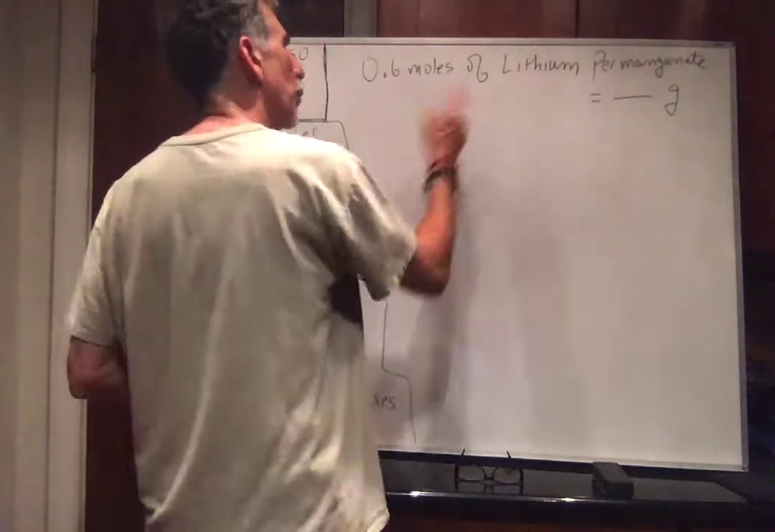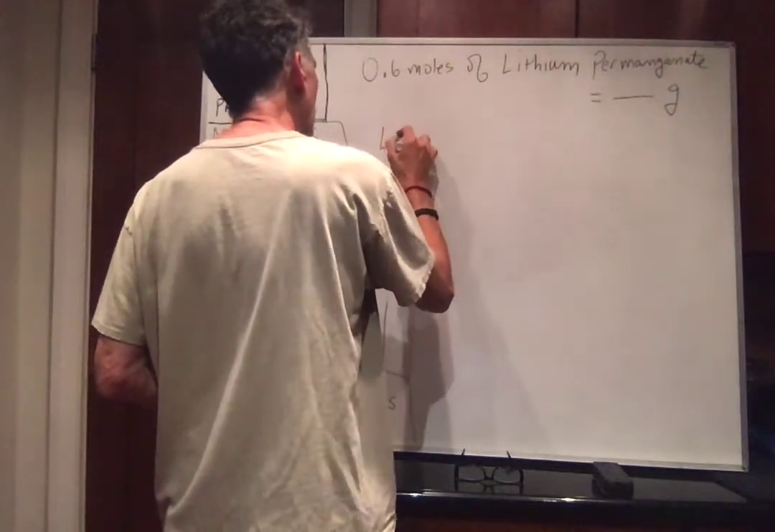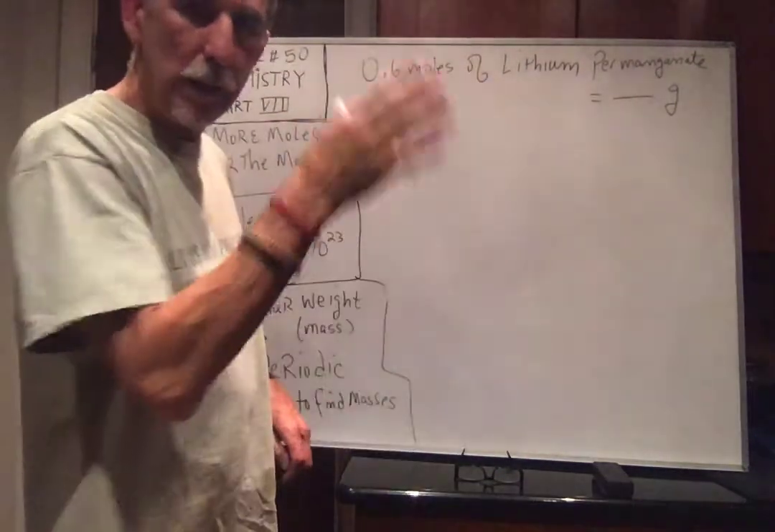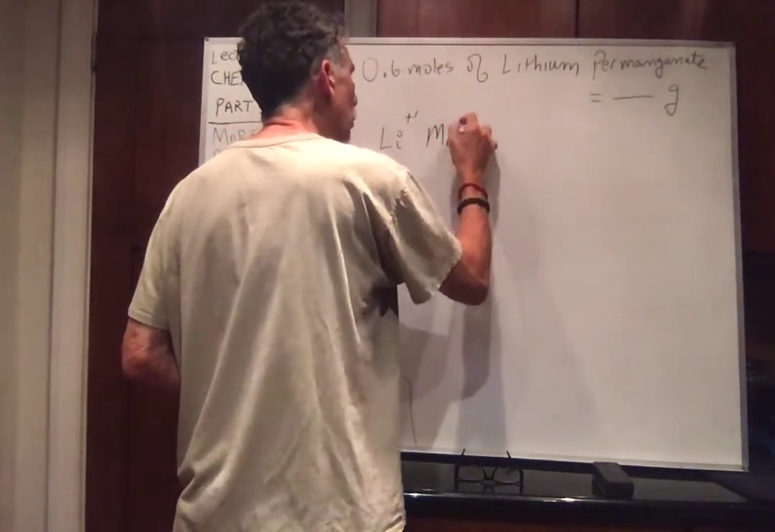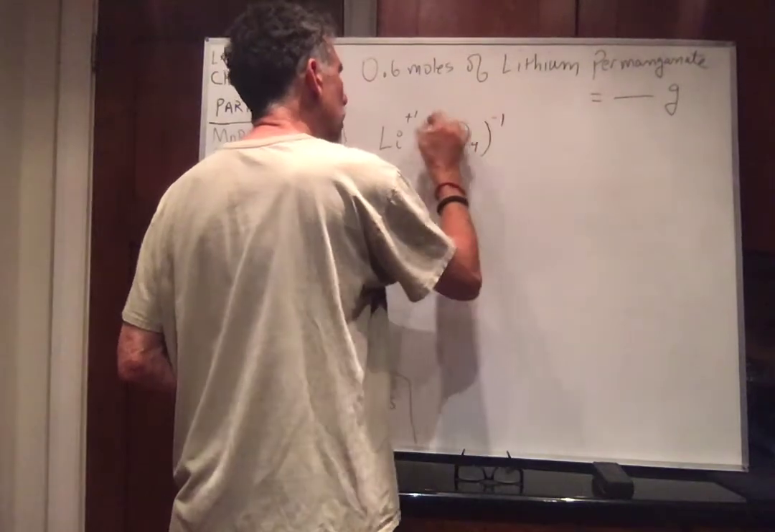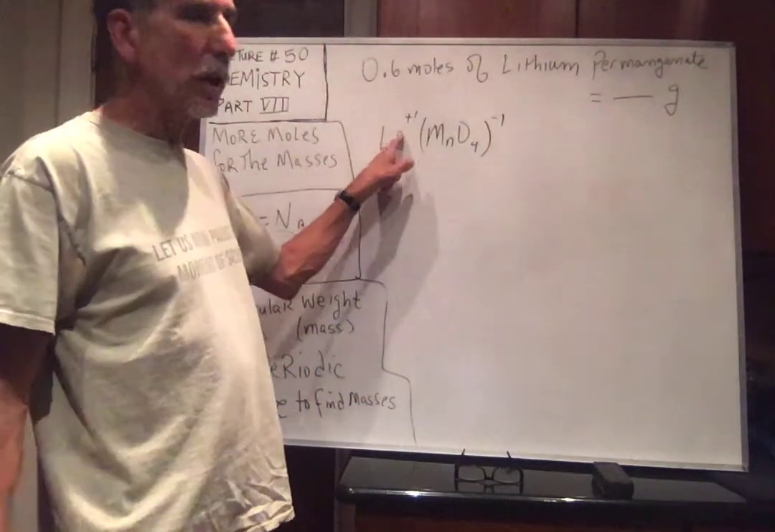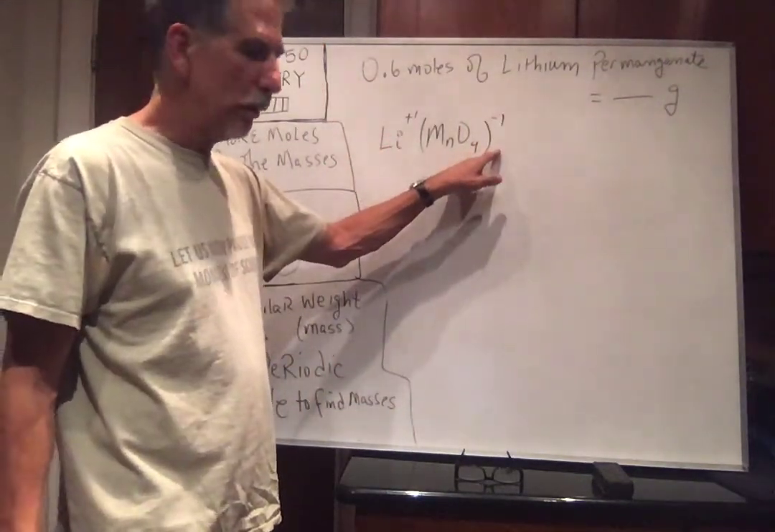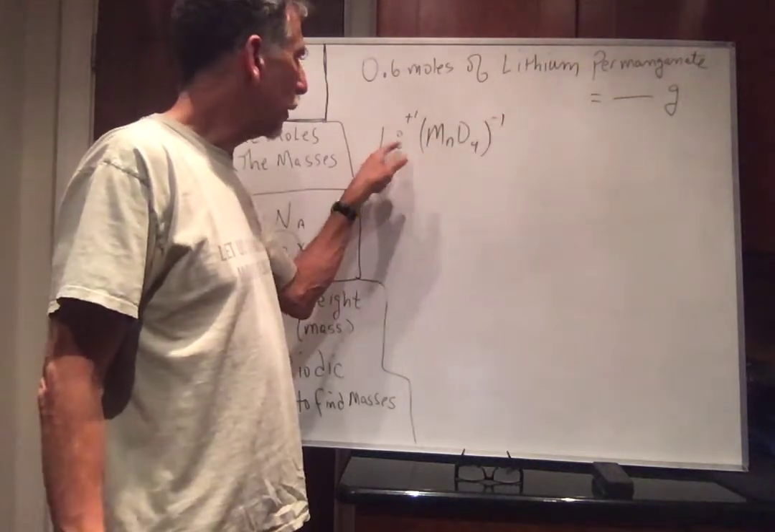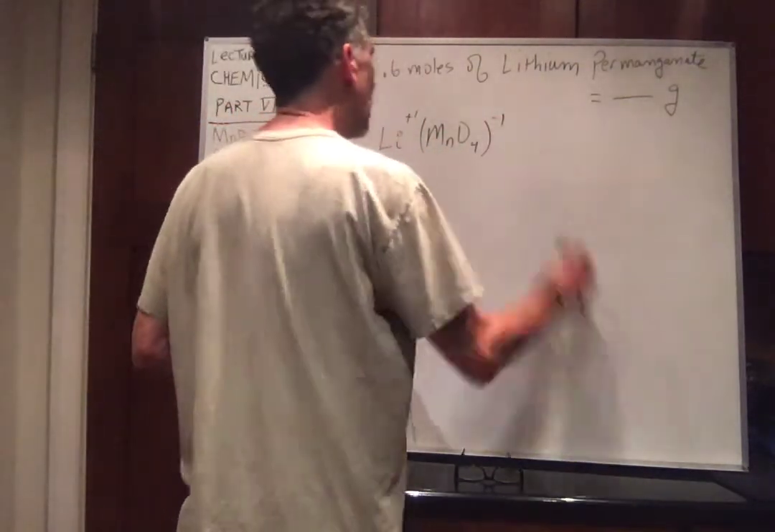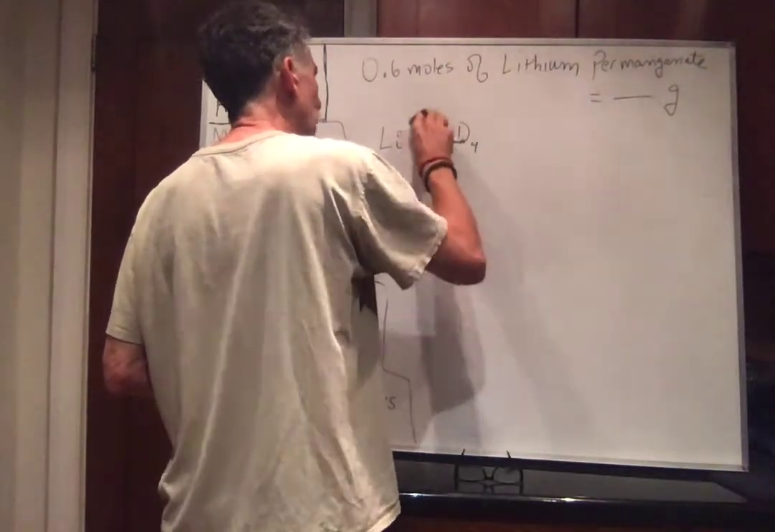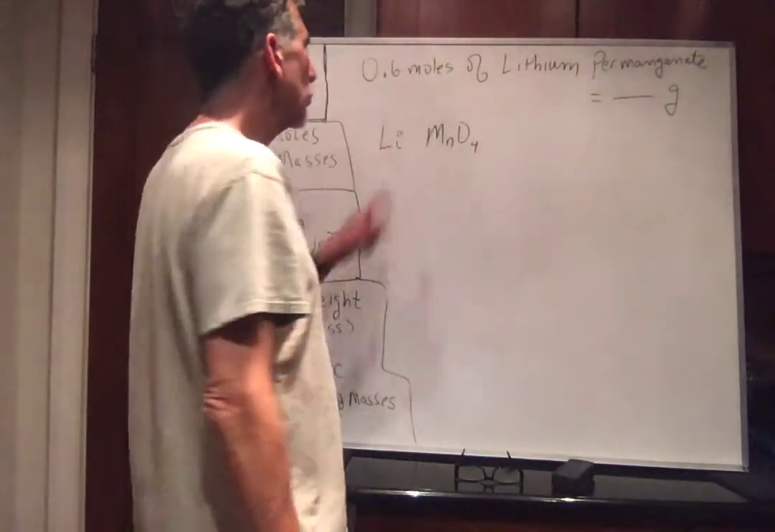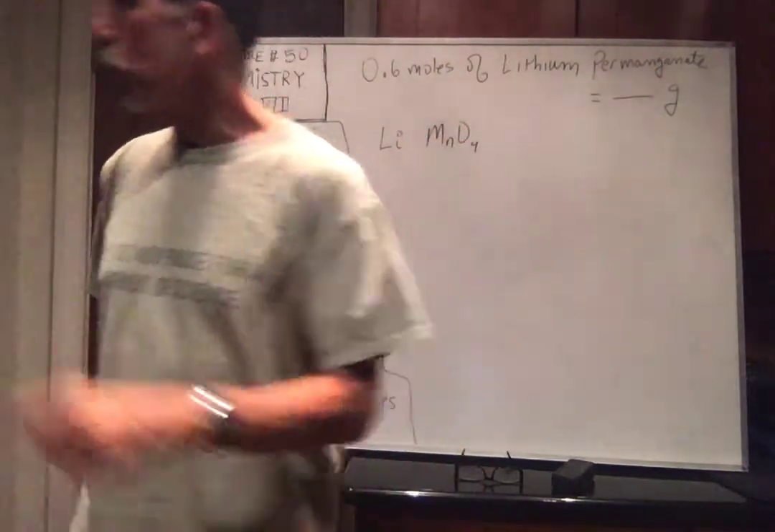Well, first we need the formula for lithium permanganate. Li is in group 1A, so this is a +1. Permanganate is MnO4, I believe, with a -1. So this gives an electron, this takes an electron. So we just need 1 lithium for 1 permanganate. So we don't need the parenthesis, and we don't need the oxidation numbers, okay?